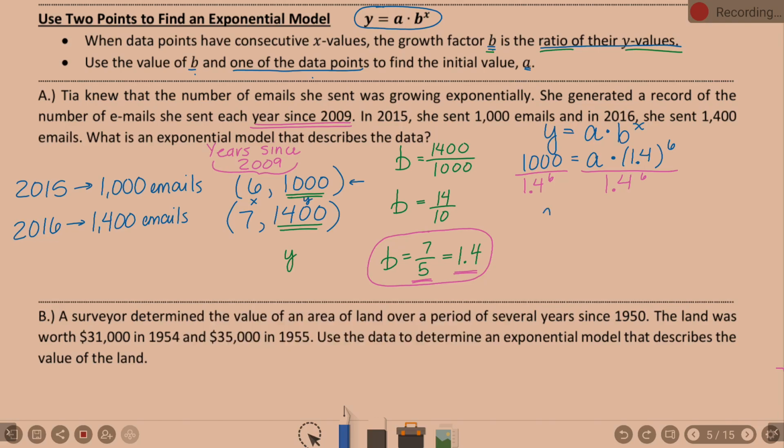And put it in your calculator. Give me an answer. $1,000 divided by, and you should just be able to do 1.4 raised to the 6th.